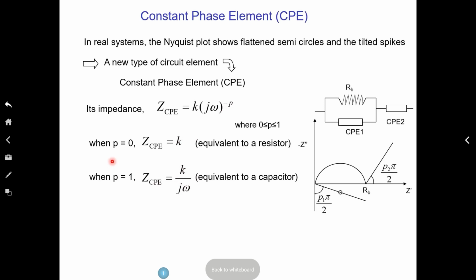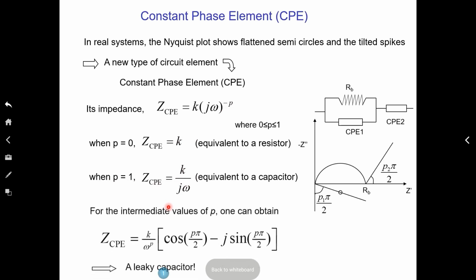What if it is 0.7? It's more capacitive than this. So people use this constant phase element, and for a sinusoidal applied voltage, you can calculate or model the contribution of the constant phase element to the impedance by this relationship. Again, you see this P. So depending on the P value, it will be close to a real resistor or a real capacitor.